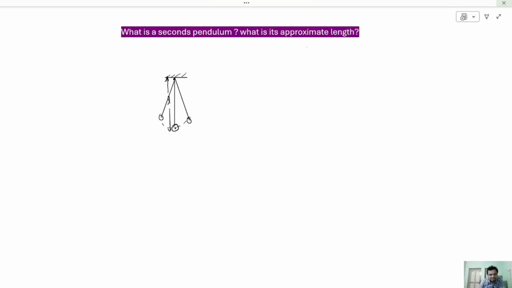like this, from mean position to right extreme and again comes back, it will take 1 second, and again from mean position to left extreme and again comes back another second. As a result, one oscillation is completed. It takes 2 seconds to complete one oscillation, so the time period of seconds pendulum is 2 seconds.